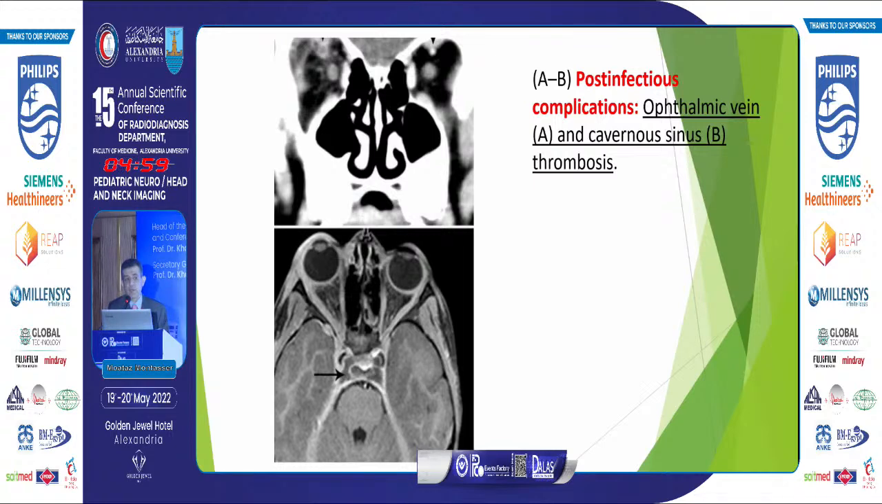Also, it can be complicated by thrombophlebitis of the superior ophthalmic vein. This is a normal superior ophthalmic vein, and this is a thrombosed superior ophthalmic vein with hypodense center and marginal enhancement. Also, cavernous sinus thrombosis can occur secondary to orbital cellulitis.